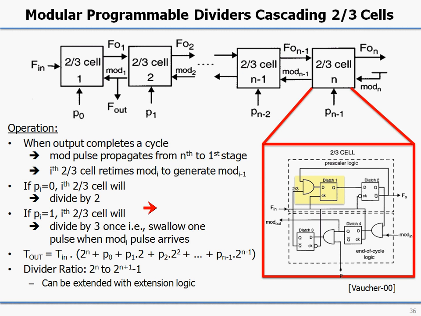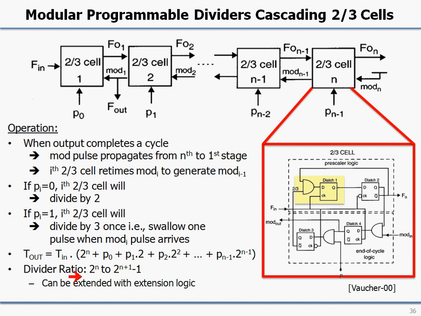So we see that depending on the setting of these p bits, the divider ratio now will be 2 to the n plus the number of cycles we swallow, which is nothing else than P0 plus 2 times P1 and so on. So with this kind of an arrangement, we can actually divide by 2 to the n up to 2 to the n plus 1 minus 1. So for example, 64 to 127, 128 to 255, and so on.